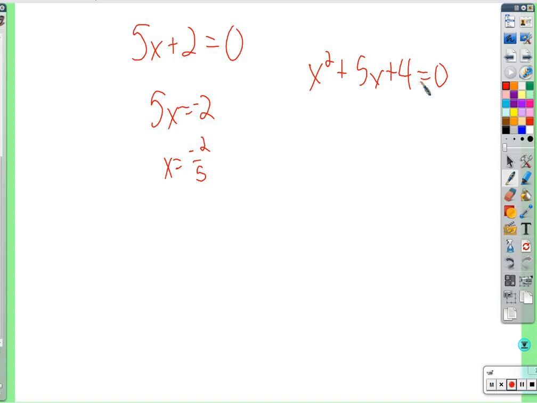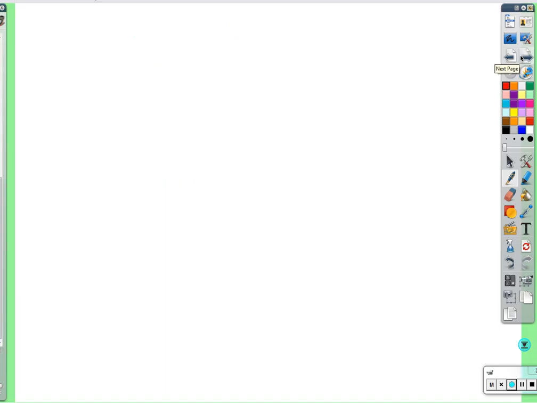Okay. We're going to try and solve things like x squared plus 5x plus 4 equals 0. The same ideas do not apply. We are going to use factoring. Okay? Spoiler alert. Factoring is what we're going to use. We're not going to subtract 4 from both sides and divide by 5 or whatever, because that's just not going to get an x by itself. That just causes more problems.